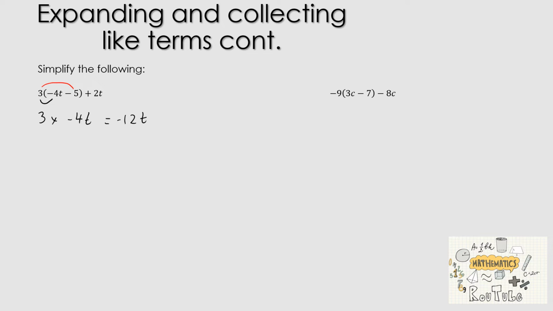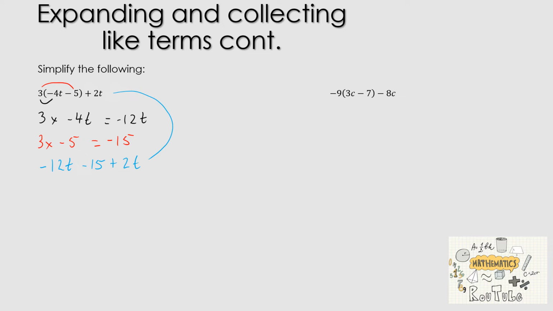Make sure you worry about the negative, you identify that's a negative. So 3 times negative 5 should be negative 15. Positive times a negative will always give you a negative. And then we bring our answer down. So here we've got negative 12t minus 15, and then we can bring down the positive 2t from the start of the question.